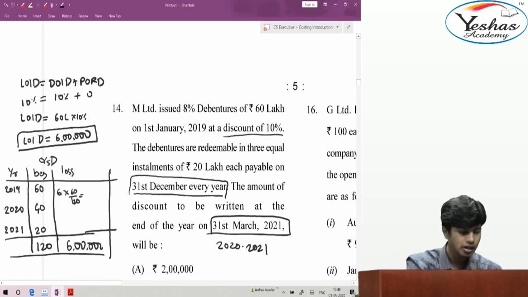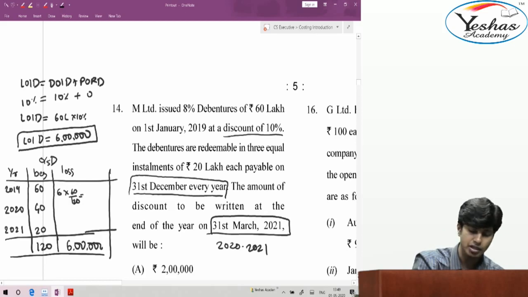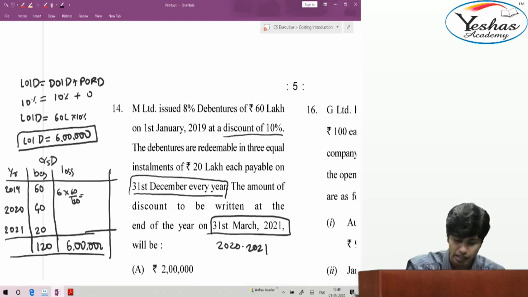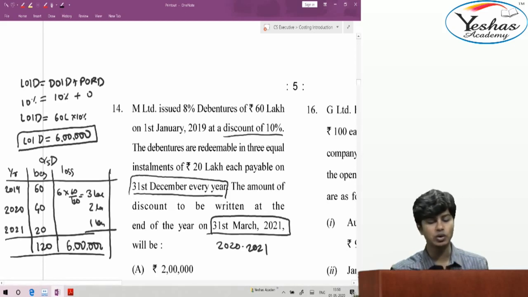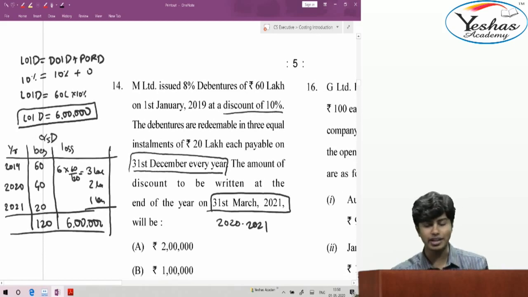So how much do I get? I would get 6 multiplied by 6 by 12. So I would get 3 lakh rupees. And here how much do I get? I will do 6 lakh multiplied by 4 divided by 12. So I would get 2 lakh. And here it will be 1 lakh. 3 lakh plus 2 lakh plus 1 lakh, 6 lakh rupees. So in 2019 calendar year, 3 lakh should be transferred. In 2020 calendar year, 2 lakh should be transferred. In 2021 calendar year, 1 lakh should be transferred.